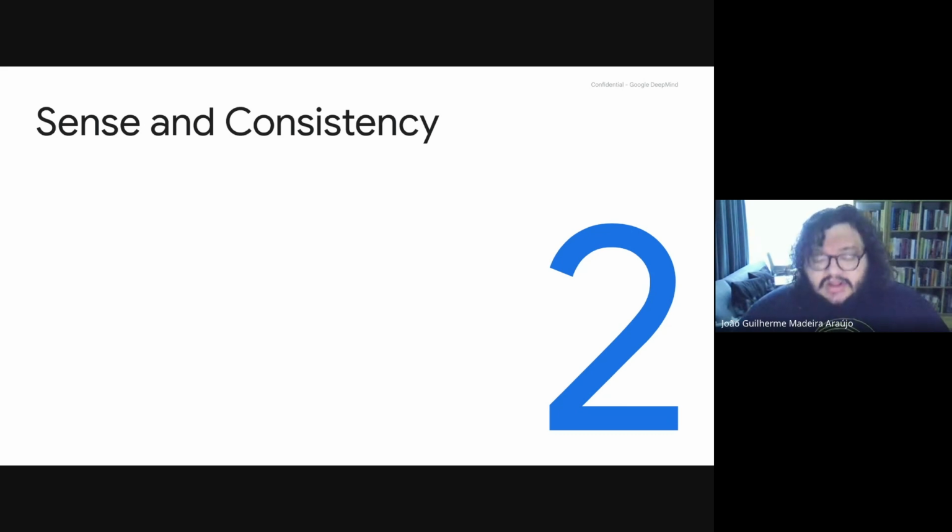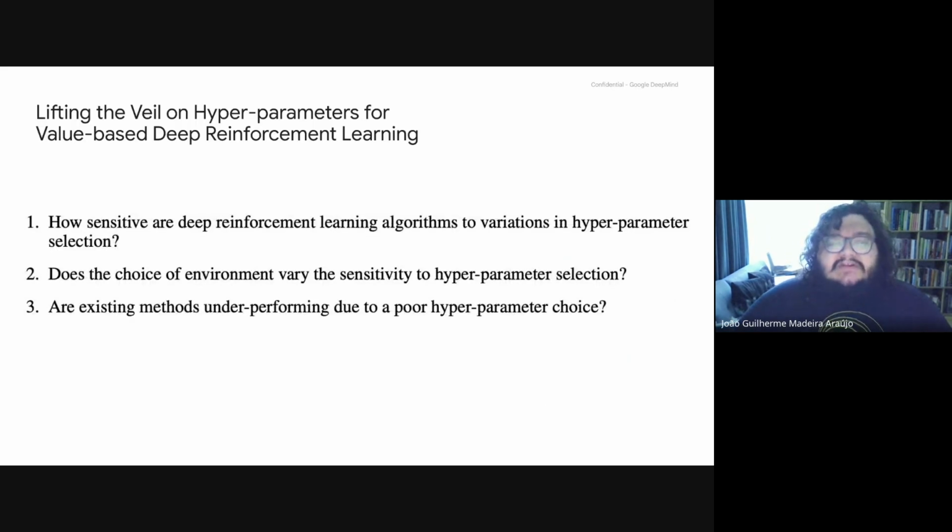And what we're doing here is looking specifically at the hyperparameters of value-based algorithms. So our focus will be: we have a bunch of hyperparameters, so let's figure out the effect of varying them on some specific algorithms. The first paper we got out of this is called Lifting the Veil on Hyperparameters for Value-Based Deep Reinforcement Learning. We try to be very specific about what we're doing here. Don't overclaim or anything like that.